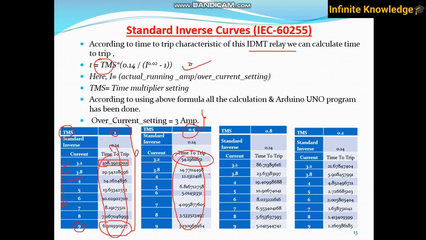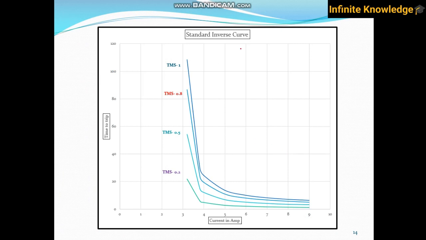For all the TMS values, I have made the graph in Excel, and you will get the Excel file also. You can see very clearly that as your TMS is low, the time to trip on the current is very low. For specifically 4 ampere, you can get 4 different times to trip according to your TMS value.